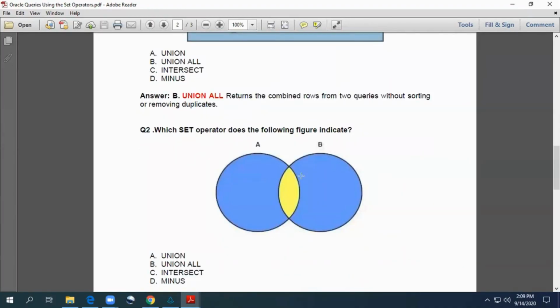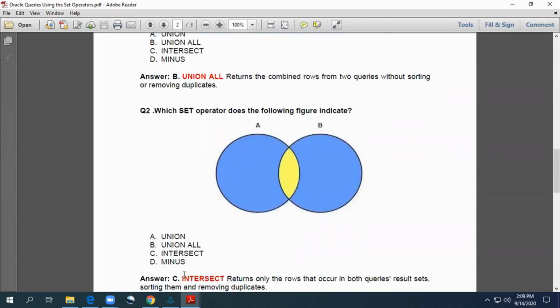So in this figure, the yellow portion indicates the intersect operation. Definitely the answer here is intersect, and it returns only the rows that occur in both the queries. If query A returns this first result and query B returns the second result, the intersect operator will retrieve only this yellow portion, the rows common to both queries.